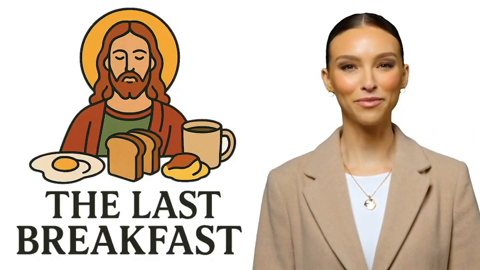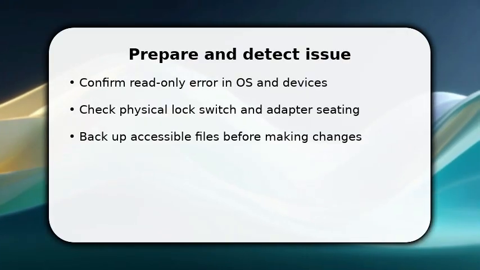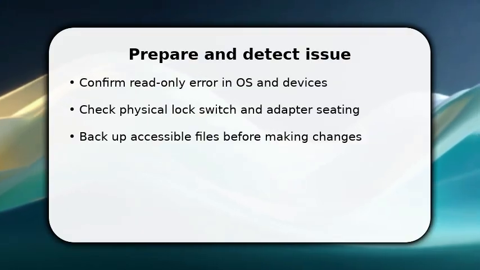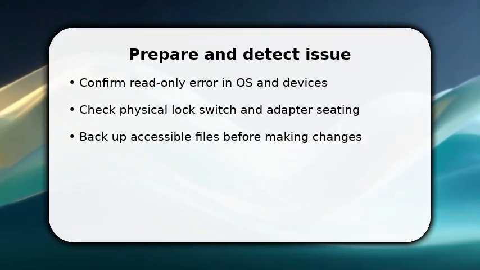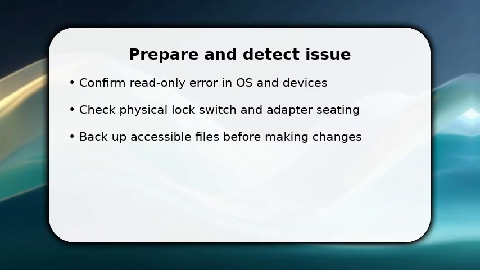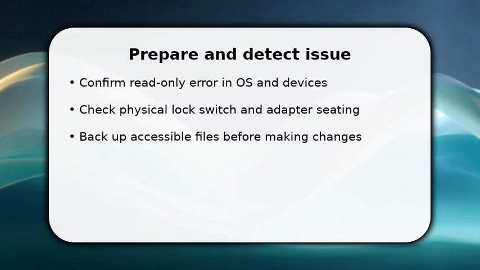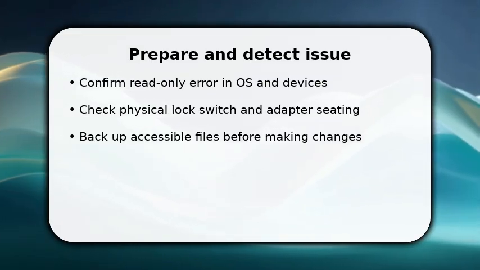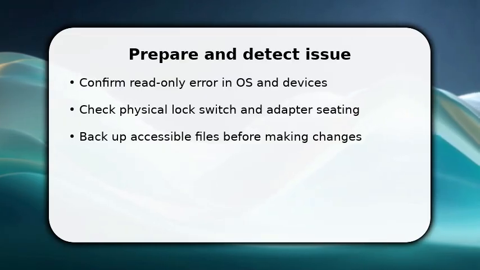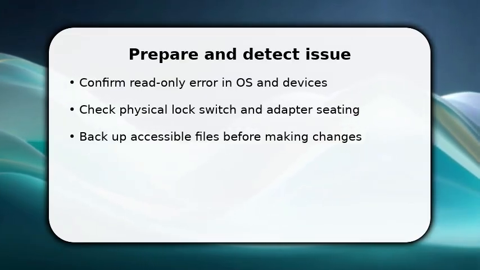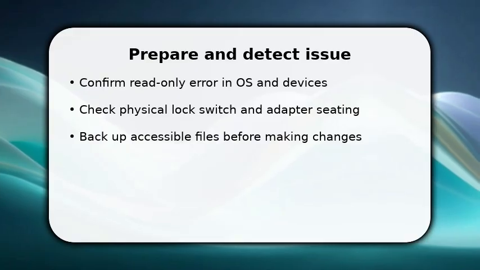Please enjoy the video. You start by confirming the card is truly read-only. Insert it into your computer, note the exact error message, and list files you can still copy. Once done, inspect the micro SD adapter and the plastic lock switch. A loose adapter or locked switch causes write protection. Make sure to back up any readable files now to a safe folder.